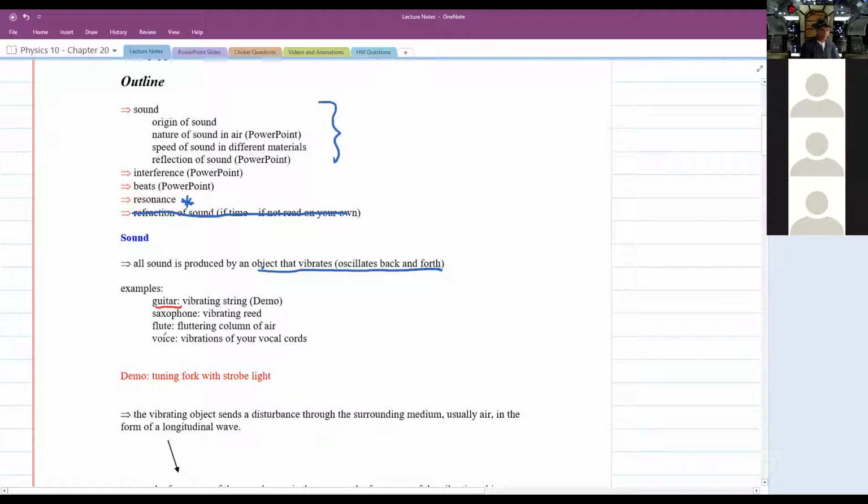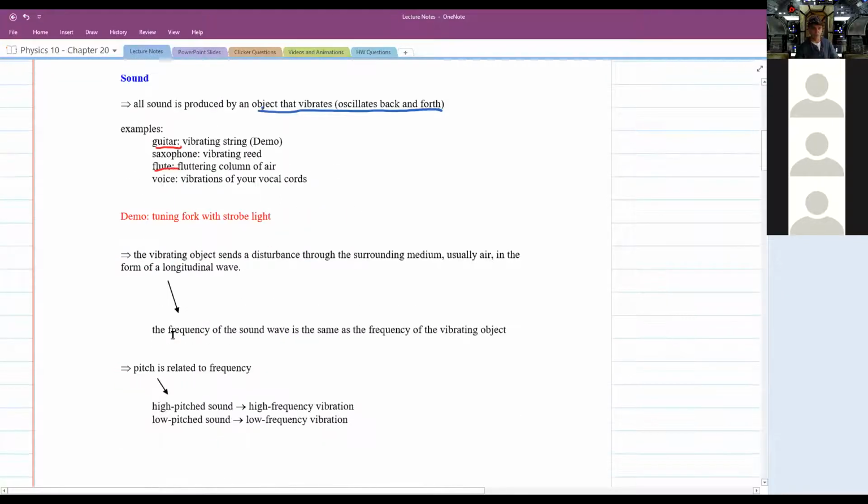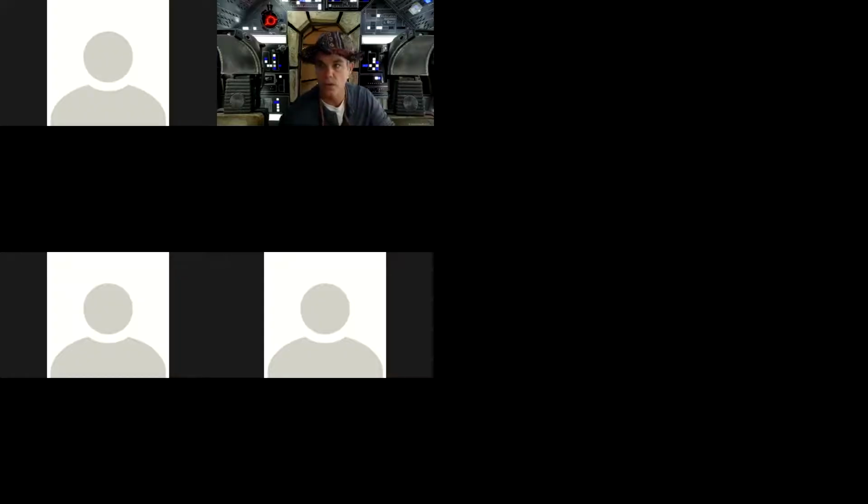With any kind of wind instrument, like a flute, you basically have the air inside the instrument oscillating back and forth. If we're talking about your voice, it's your vocal cords oscillating back and forth. That oscillating object sends a disturbance through the medium. We generally think of sound traveling through air, but it doesn't have to be air. It's usually air, but sound can travel through any elastic substance, something that can oscillate back and forth and restore its shape.